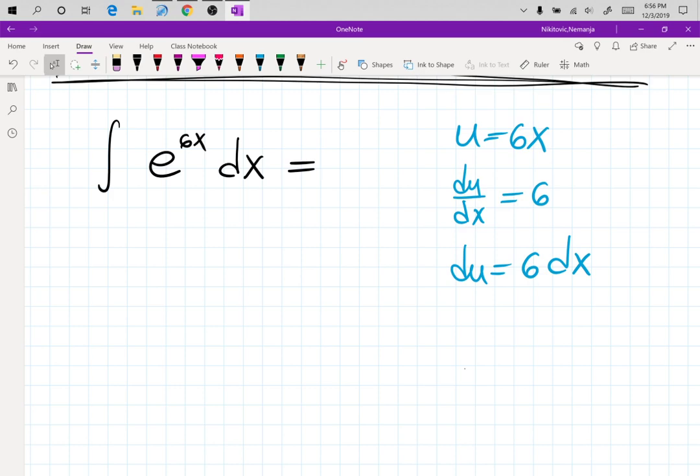100%, blue stuff. I am not. Let's go. u equals 6x. Why do I have u equals 6x? Because in the problem, I would just like to have e to the one variable. So I'm replacing that mess of 6x with a single variable, and that's where we get our substitution. Once I have that, I'm going to differentiate both sides with respect to x. The derivative of u with respect to x is du dx. The derivative of 6x is just 6.